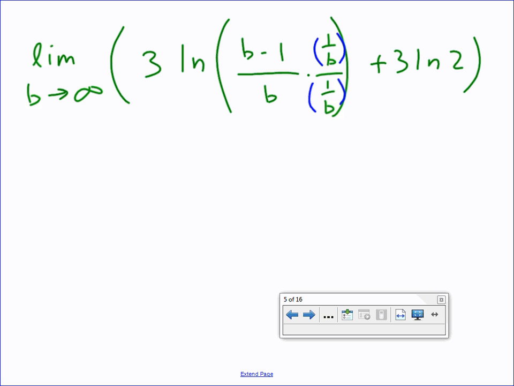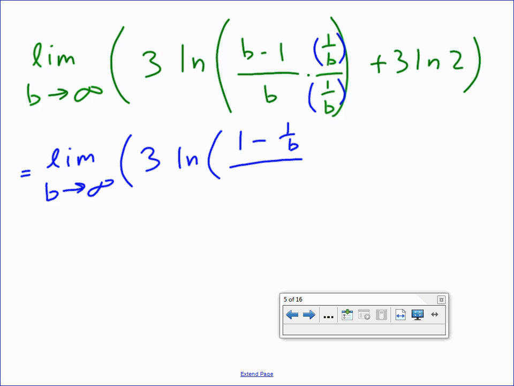What does that do for us? Well, look. We get ln of 1 over b times b is 1, minus 1 times 1 over b is 1 over b, over b times 1 over b is 1. And how in the world is that helpful? Well, look. As b goes to infinity, what happens to my input for this natural log? Well, this fraction goes to 0. So I get 1 over 1 is 1. And what's the natural log of 1? 0. Thank you, goodness. We've reached the end.